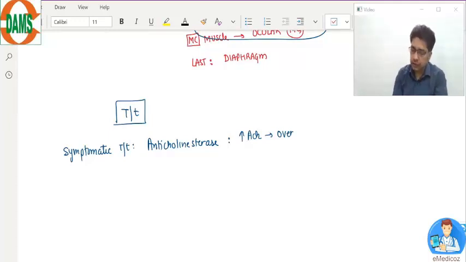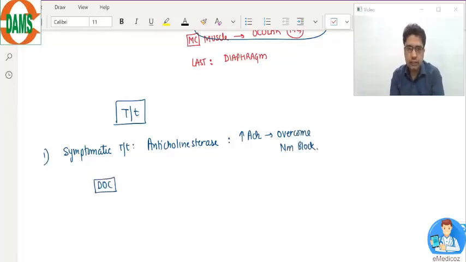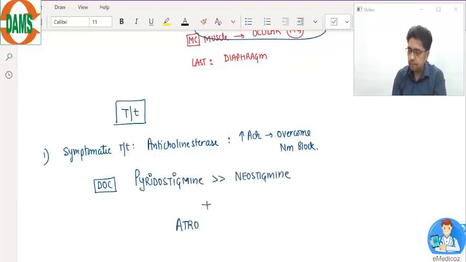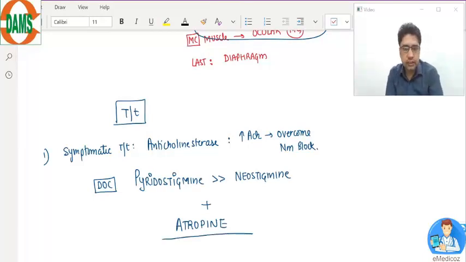Okay. So what is the drug of choice among anticholinesterases? The drug of choice is pyridostigmine, better than neostigmine. So what is the drug of choice for myasthenia gravis? Pyridostigmine or neostigmine, but the better drug is pyridostigmine. And which other drug would you like to add? Atropine. You know why atropine is added.